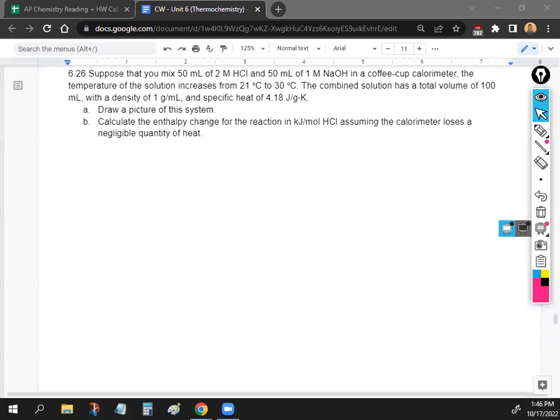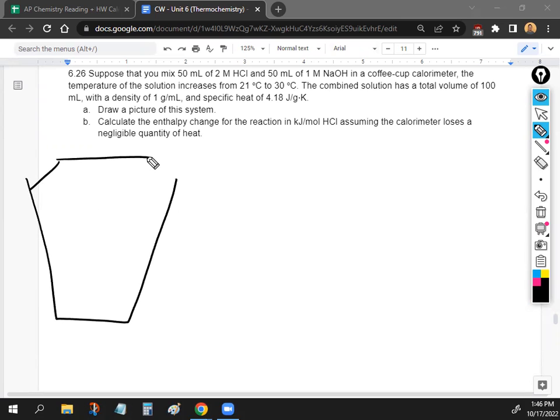Here, we're going to be mixing 50 milliliters of 2 molar hydrochloric acid and 50 milliliters of sodium hydroxide in a coffee cup calorimeter. So let's draw the calorimeter for our problem. Amazing. Beautiful drawing. Thank you, but I know you're full of it. Inside of the calorimeter, we are going to be reacting hydrochloric acid and sodium hydroxide.